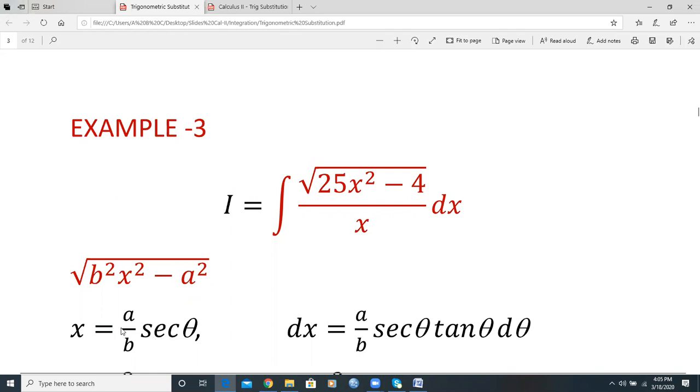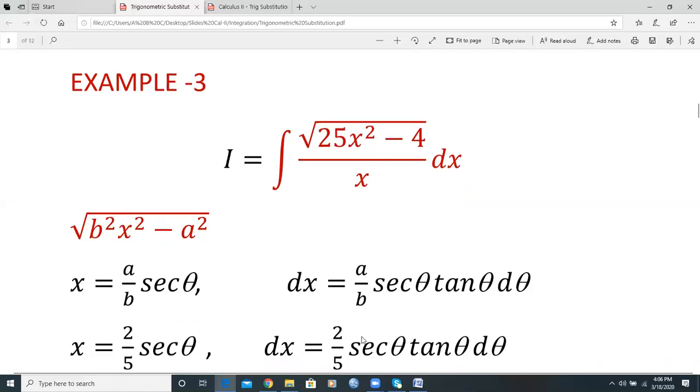When x is equal to a over b sec theta, we know the derivative of sec theta is sec theta tangent theta. Therefore, dx actually becomes a over b sec theta tangent theta d theta. So in our example, b squared is 25. It means b is 5, and a squared is 4, so therefore a is 2.